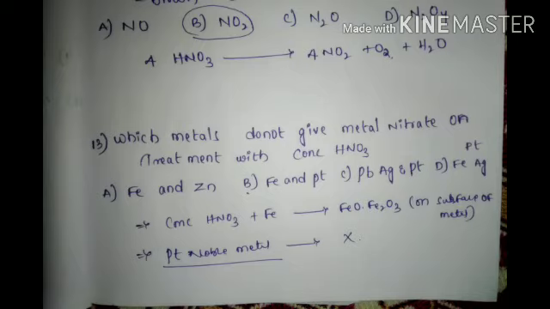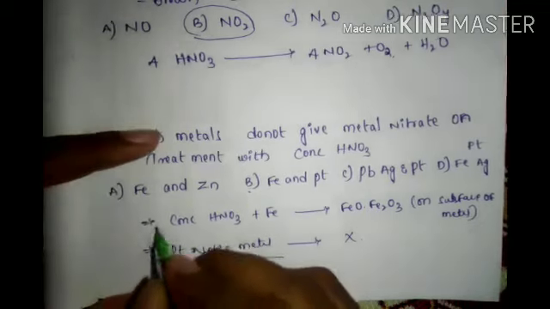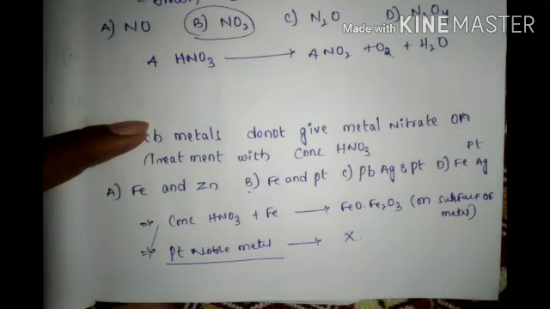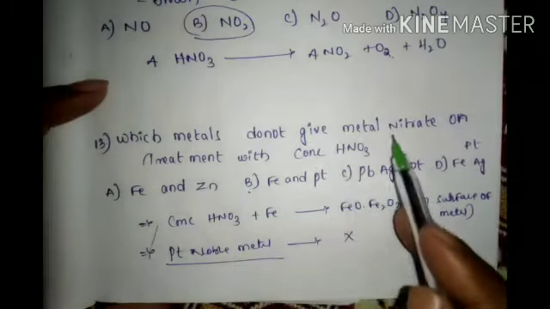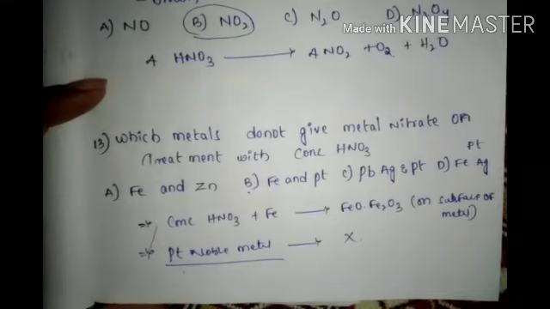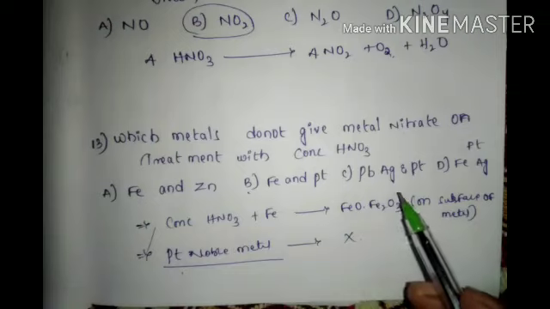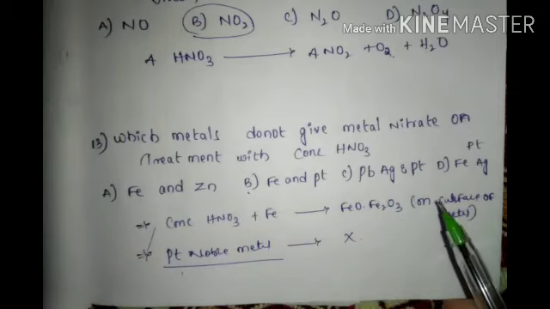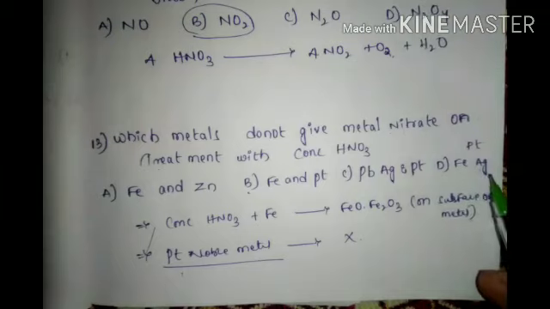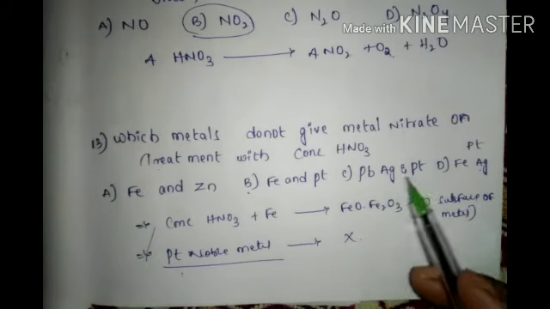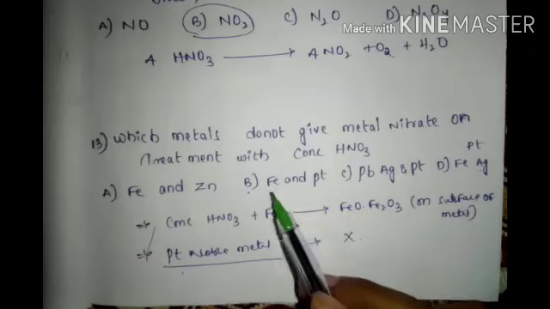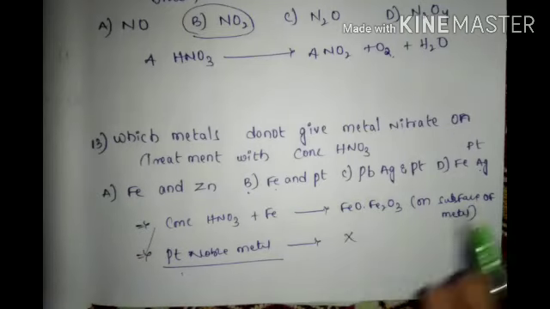And concentrated nitric acid does not react with iron, because only the iron surface reacts. Inside, the Fe fully won't react, and it won't form nitrate. Except these two, remaining all are possible. So, which metal does not give metal nitrate? Iron and platinum. Zinc nitrate possible. Lead nitrate possible. Silver nitrate possible. Ferrous nitrate not possible. Platinum nitrate not possible. So, option B.